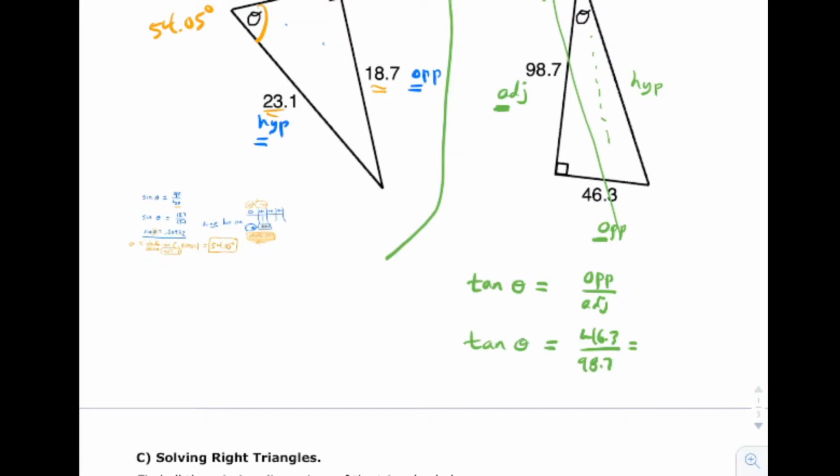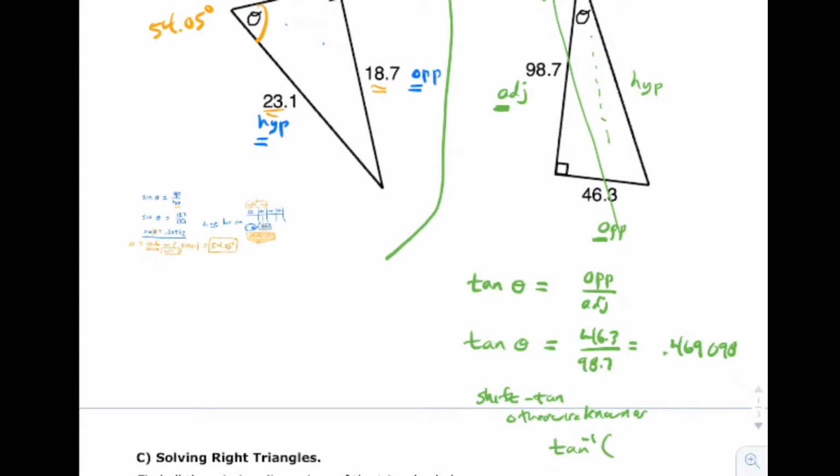What have I got here? I got like a 0.469098, and I'm going to carry 6 decimal places. Good. So now what I've got to do is the shift tangent, otherwise known as the inverse tangent.